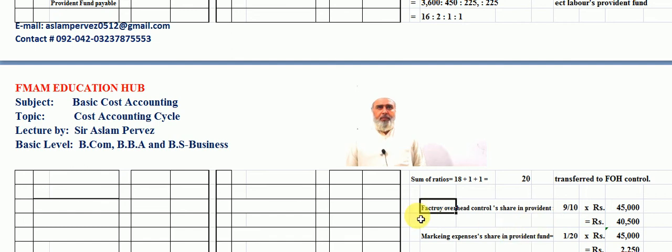Students, you know here that the direct labor cost and indirect labor cost is charged to factory overhead control. For this purpose, we take the factory overhead control's share in the provident fund, which is 18 out of 20. The simplified form is 9 out of 10 multiplied by 45,000 rupees. This amount is 40,500 rupees. This is the share of factory overhead control against direct and indirect labor cost here.